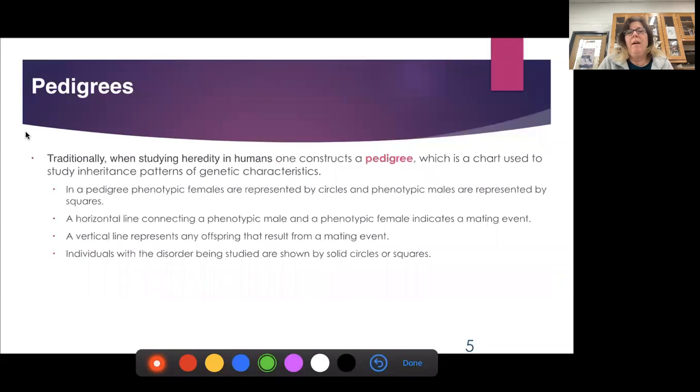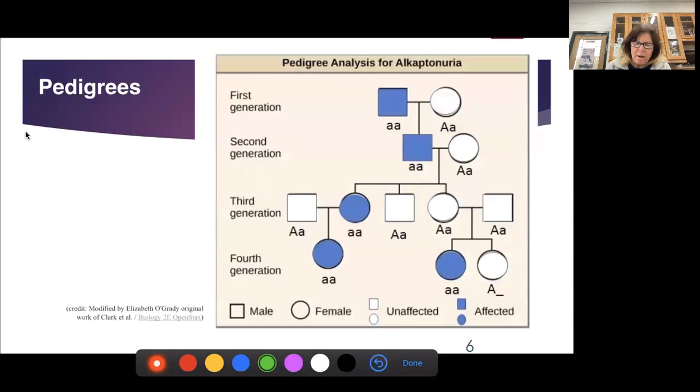Traditionally, when studying heredity in humans, we can construct what's called a pedigree. A pedigree is a chart that we use to look at phenotypic issues. When we look at whether they have a certain trait, maybe we want to know where did the red hair come from, or where did the cystic fibrosis, a disorder, come from. There are different types of disorders that we're going to talk about. But in this presentation, I just want you to see what a pedigree looks like.